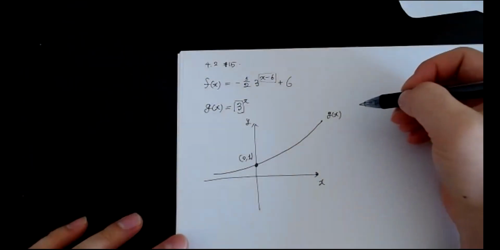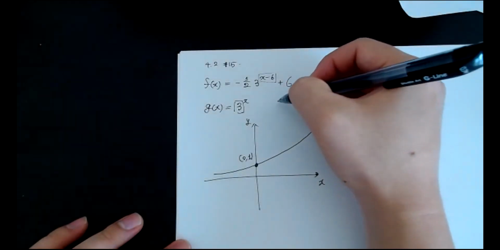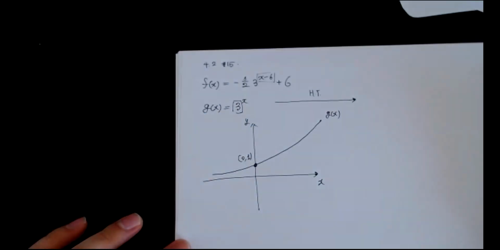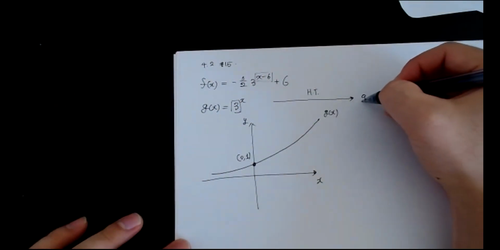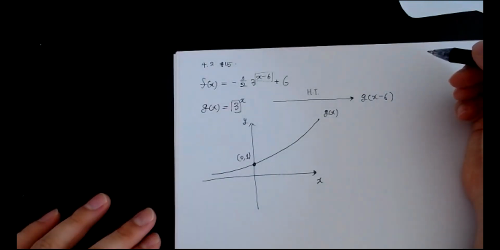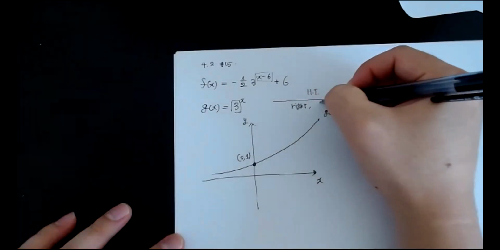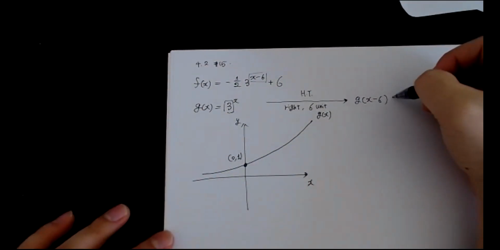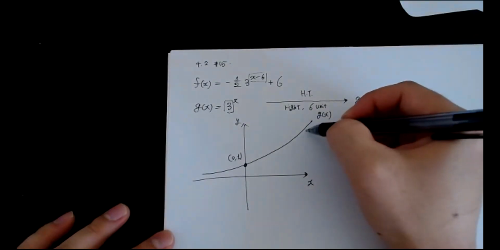So now we can apply the HT. Now the g of x minus 6, this is what? Shifting the graph of g of x to the right 6 units, right? So g of x minus 6, that's going to be 3 to the x minus 6. Okay, so the graph moves to the right 6 units.